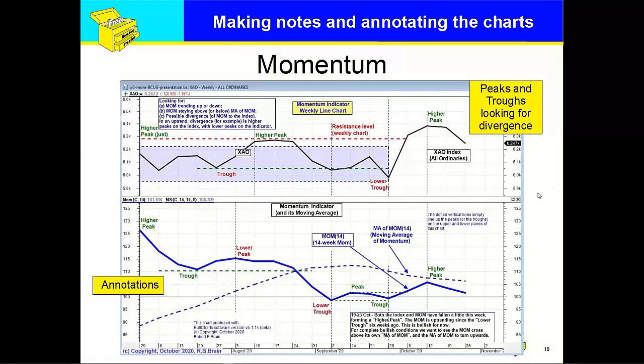On my next chart, my W3 template, essentially, this is momentum. In the top portion here, this is a weekly chart of the All Ords again, with that blue consolidation rectangle, congestion range. This time I'm actually writing in whether the peaks and troughs on the chart are higher or lower than the one before. I'm doing that on the index above and on the momentum below, looking for divergence. The solid blue line is momentum, and the dotted line is the moving average of momentum.